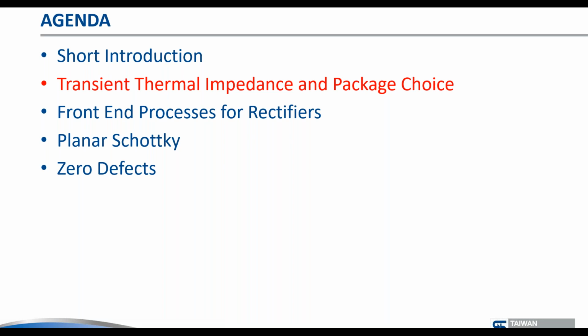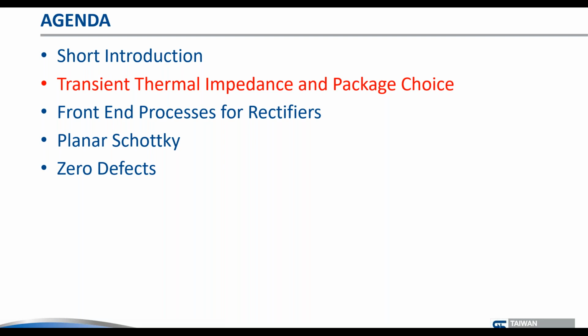Now we're going to the technical stuff, and first we're going to talk about transient thermal impedance and the package choice. We actually chose to talk about packages first. These days, a lot of people talk about processes, front end. In rectifiers, the picture is very balanced, which means that from a cost perspective, the back end is about the same as the front end, depending a little bit on the component. As a result, there is also less differentiation possible on the front end by having different processes.